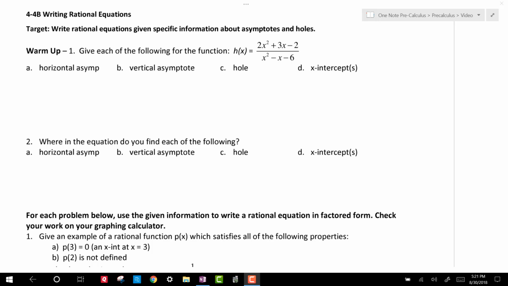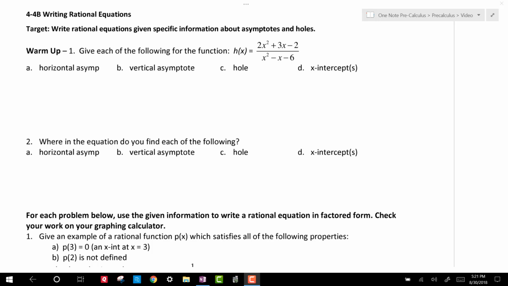Alrighty guys, we're back with writing rational equations today. All we're going to do is take a look at how to put some information together to create a rational equation. We're going to start off by taking one apart, just like we have been.